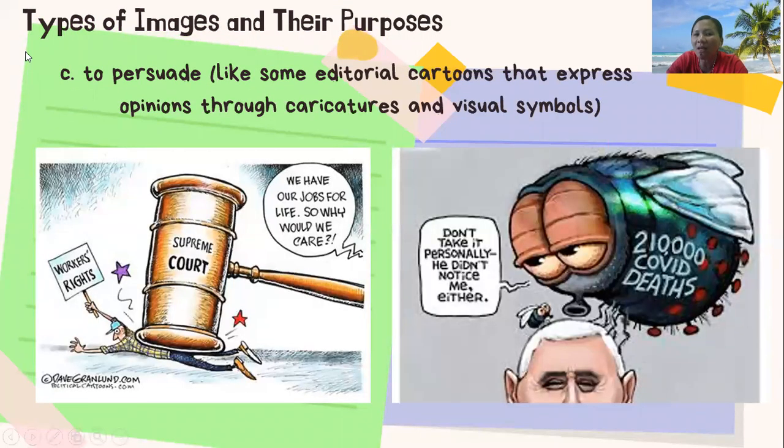Next one, letter C, to persuade, like in some editorial cartoons, to express opinion through caricatures or visual symbols. Here we have an example: the Supreme Court, workers' rights. It is persuading us to believe in an opinion, but of course, we do not know if it is correct or not. And here, the 210,000 COVID deaths. These are trying to make us believe this opinion. So it's persuading us for something.